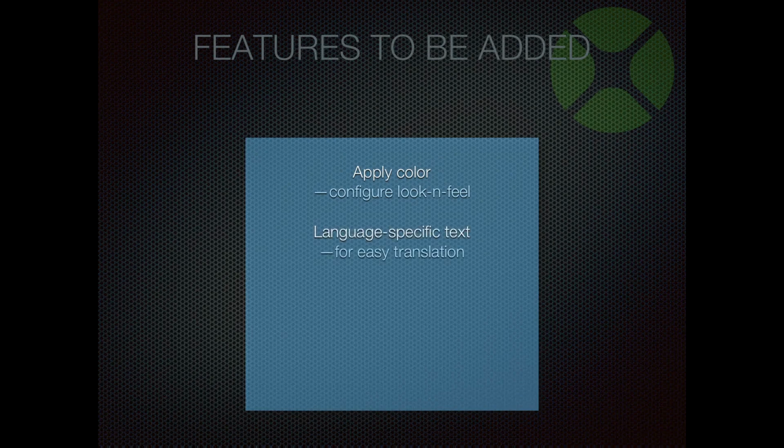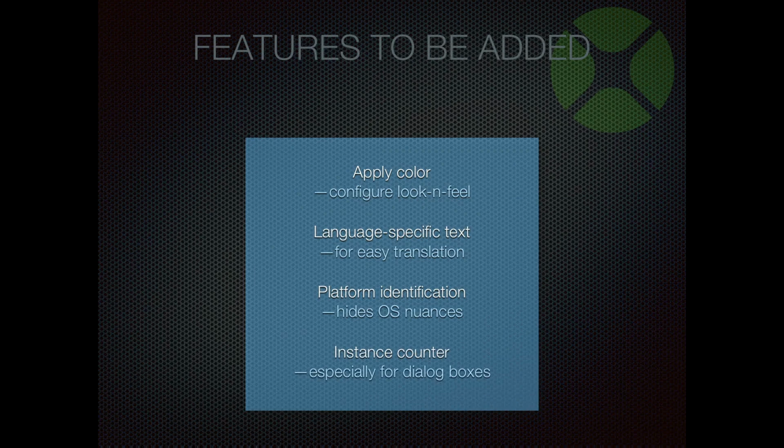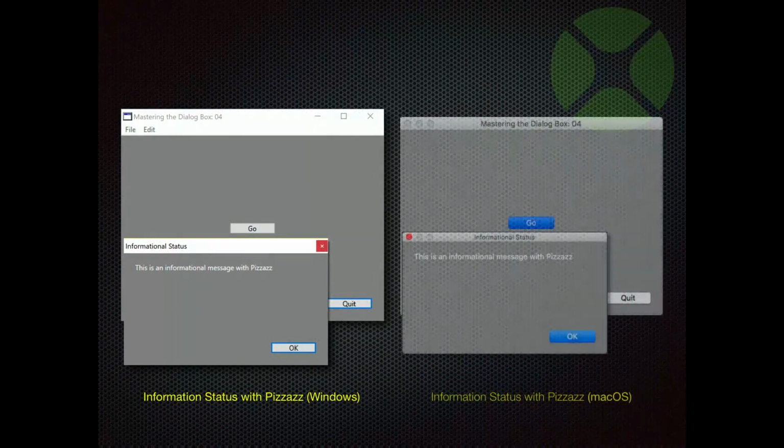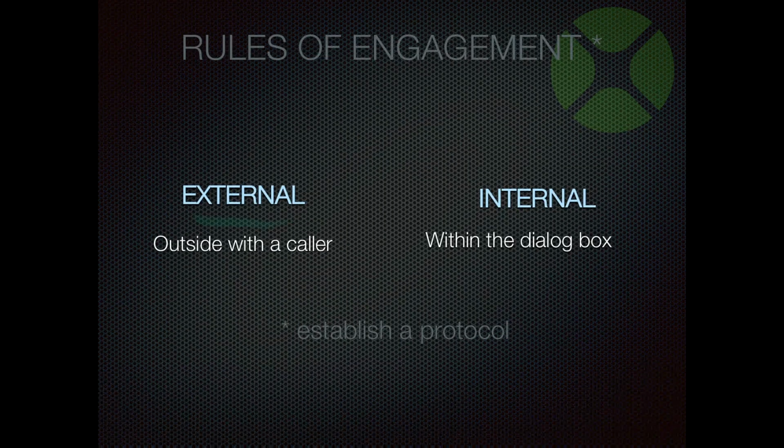Okay, let's add some pizzazz with some eye candy to this app. We're going to apply color, configure a look and feel. We're going to also have language-specific text in there, platform identification, where we're going to determine the platform, and then provide an instance counter to protect the dialog box from being invoked more than once. So here's an example of some coloring that could be used, for example, to make those screens that I showed you earlier a lot more lively, a la what you see in most modern-day apps.